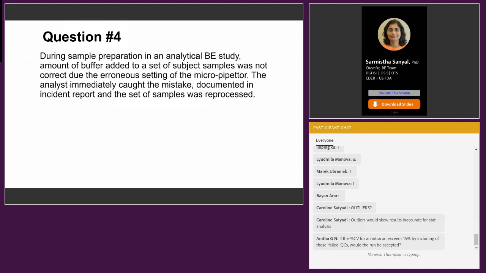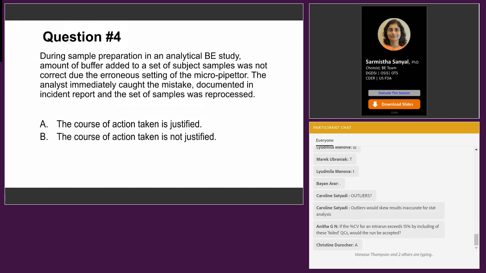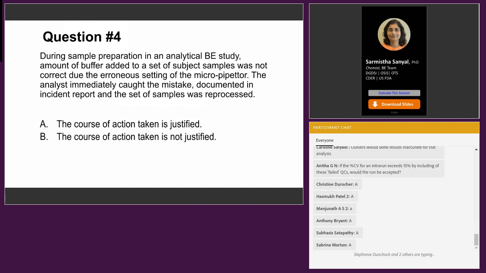So question number 4, the first question related to the second case study. The question is, during sample preparation in an analytical BE study, the amount of buffer added to a set of subject samples was not correct due to the erroneous setting of the micropipetter. The analyst immediately caught the mistake, documented it in the incident report, and that sample set was reprocessed. The options for answer are A, the course of action taken is justified, and B, the course of action taken is not justified.